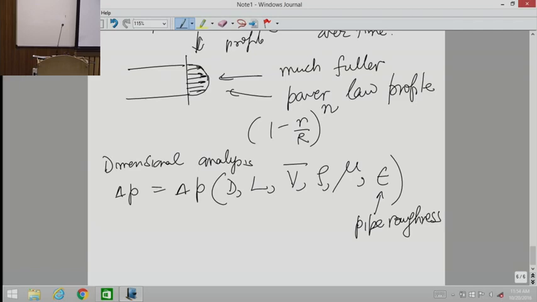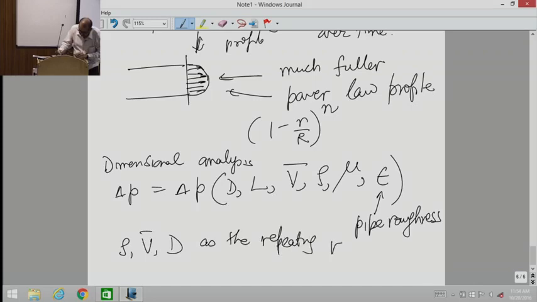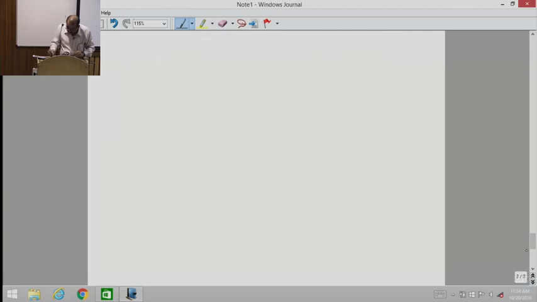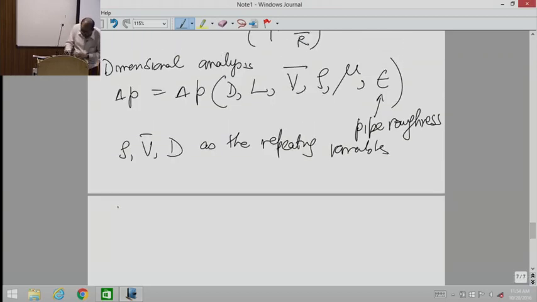So given all these parameters, we do a dimensional analysis. So we choose rho, V bar, D as the repeating variables, and when we do this, we get delta P upon rho V square.